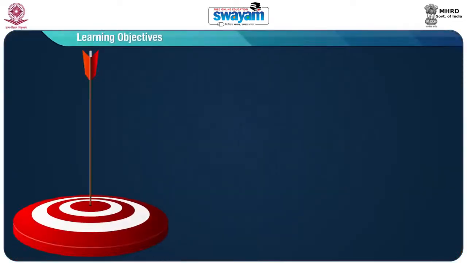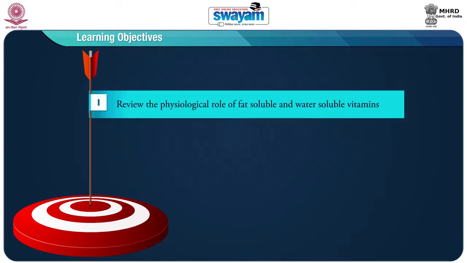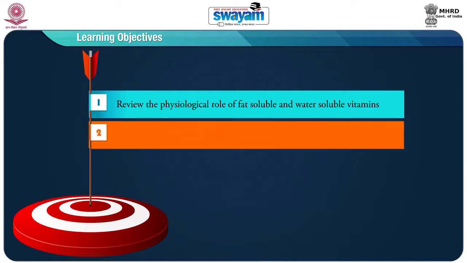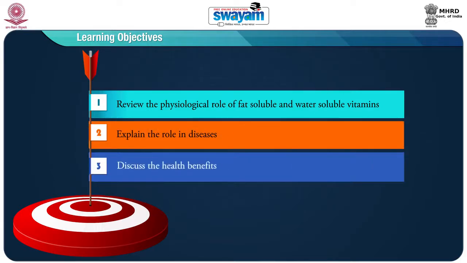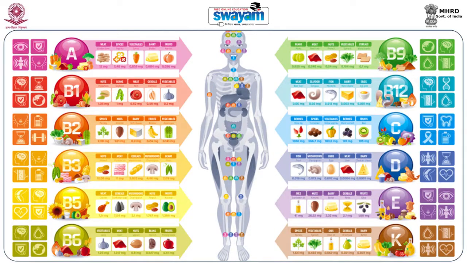The objectives of this module are: after studying the module, the learner shall be able to review the physiological role of fat soluble and water soluble vitamins, explain the role in diseases and discuss the health benefits. Now, vitamins are a chemically disparate group of compounds with a variety of functions in the body. Vitamins are required in very small quantities in the order of milligrams or micrograms per day.